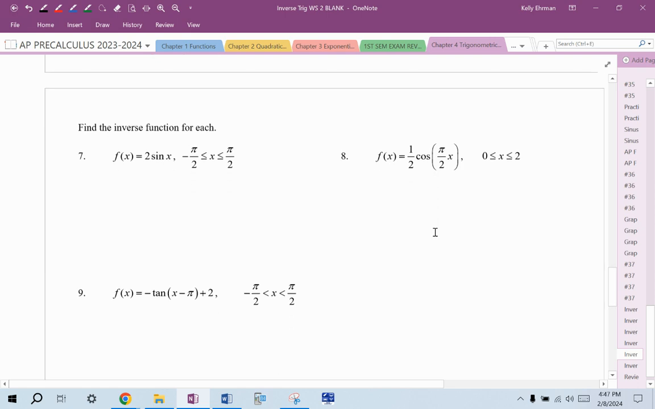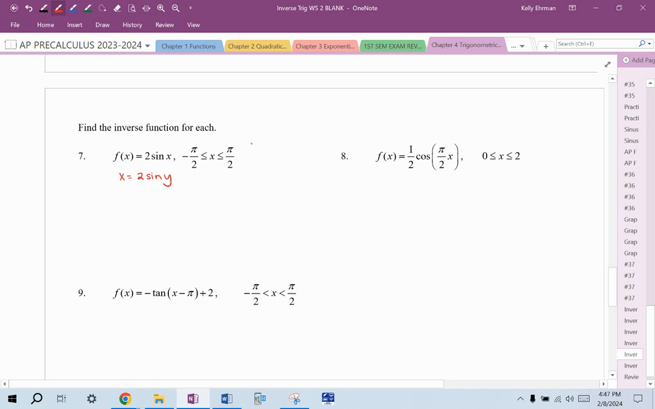All right, find the inverse function for each. So we did this a little bit in our notes with logarithms and exponentials, and then here we are again with trig. So to find the inverse function, we're given a restricted domain, so we know there is an inverse function. Switch your x and your y, so make this x equals 2 times the sine of y.